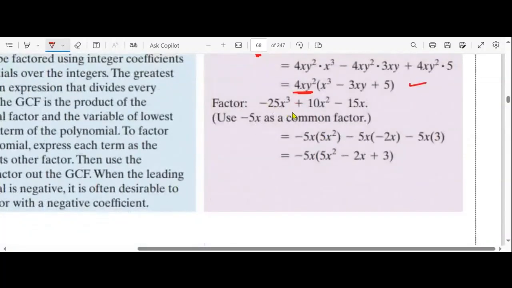Negative 25x cubed plus 10x squared minus 15x. I have 25, I have 10, and I have 15. Which one is the common one? Negative 5. Why negative 5? Because I have a negative here. Now x, which one is the lowest x? X to the power 1. And then you have to divide each term by negative 5x. And that's your final answer. Is this clear? Now let's go for details.